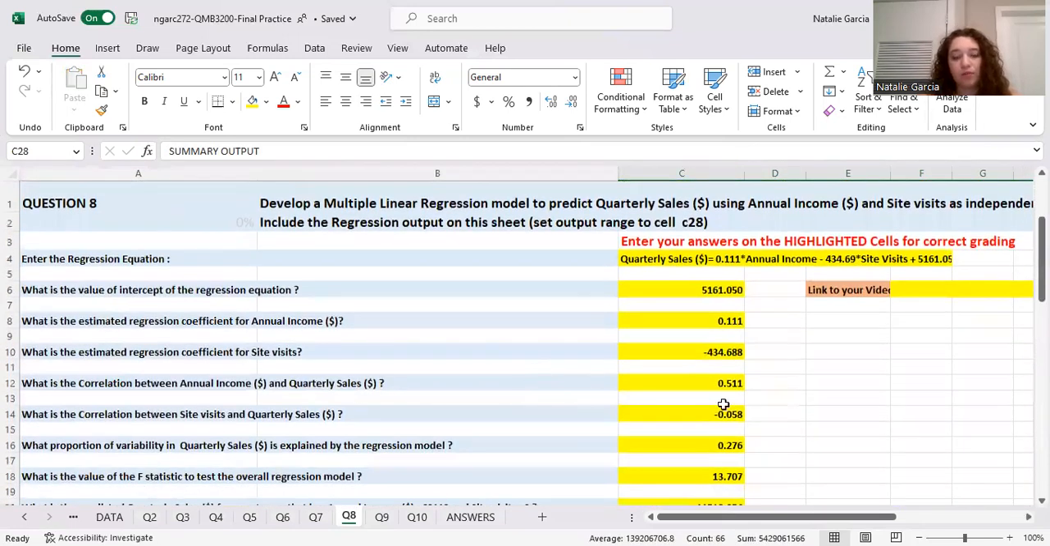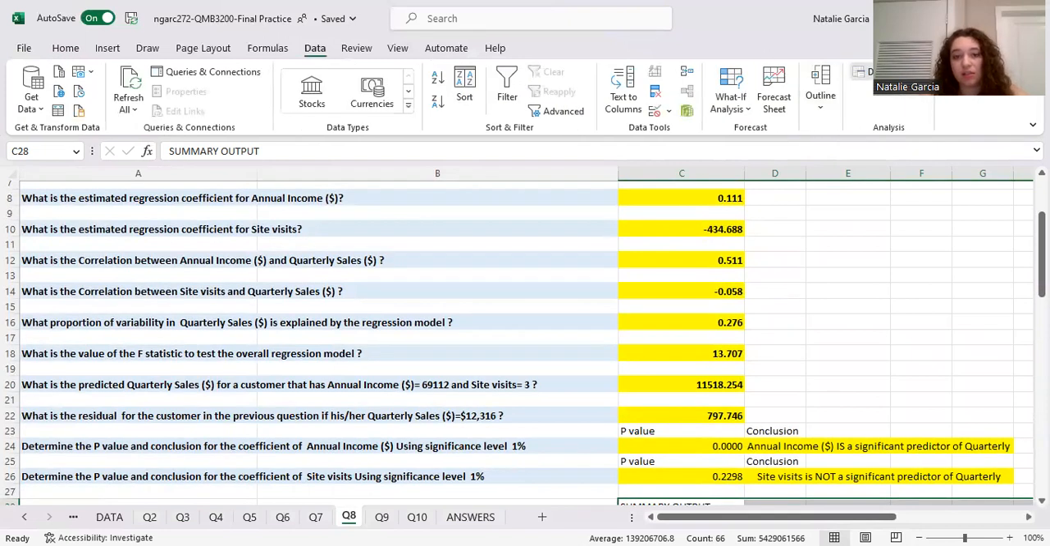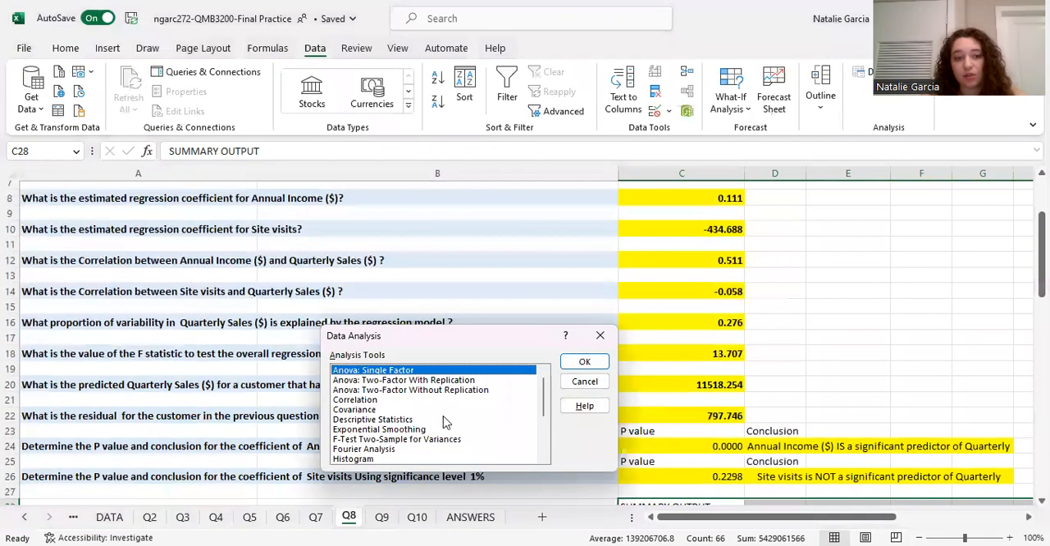Wonderful. And so for the regression equation, this one is wanting us to use quarterly sales as the dependent variable and annual income and site visits both as independent variables. So when you do the regression model, I'm gonna do one right now. You have to go to data analysis, regression.